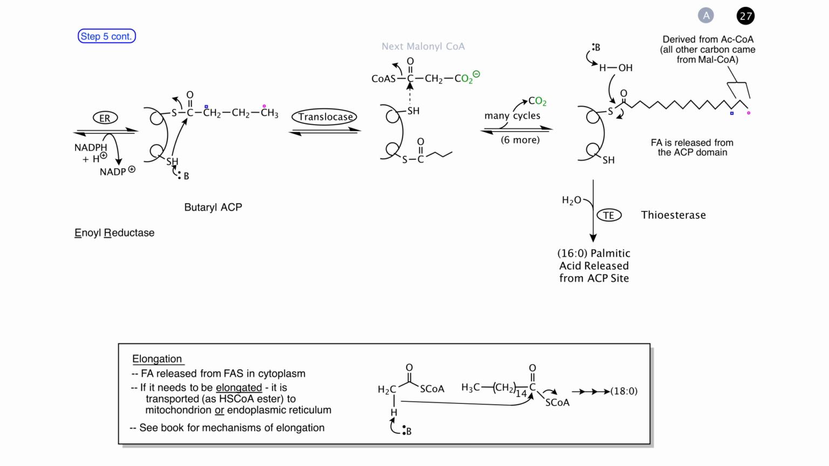Let's look back at the overall synthesis scheme. What you'll see is that the terminal 2 carbons, that is the 2 carbons furthest to the right in the molecule, came from acetyl-CoA, but all the other carbons originally came from malonyl coenzyme A. The last step in the overall reaction scheme involves a thioesterase, transferring the thioester-bound palmitate to a water molecule, forming palmitic acid, which is released.